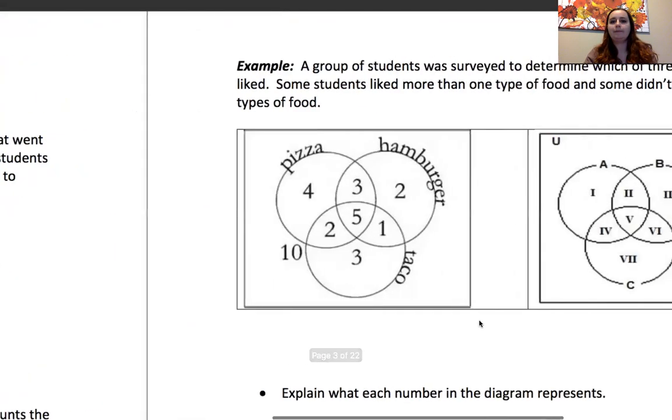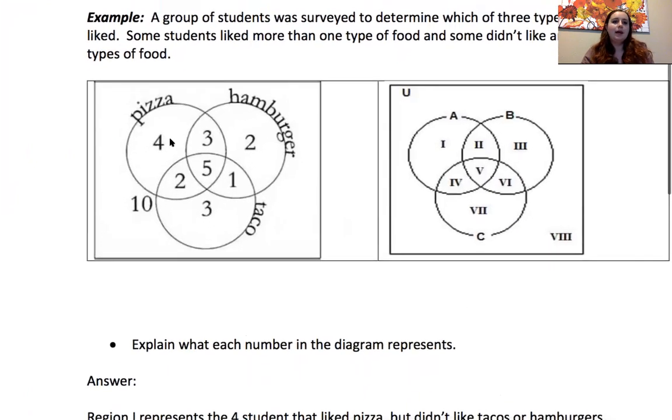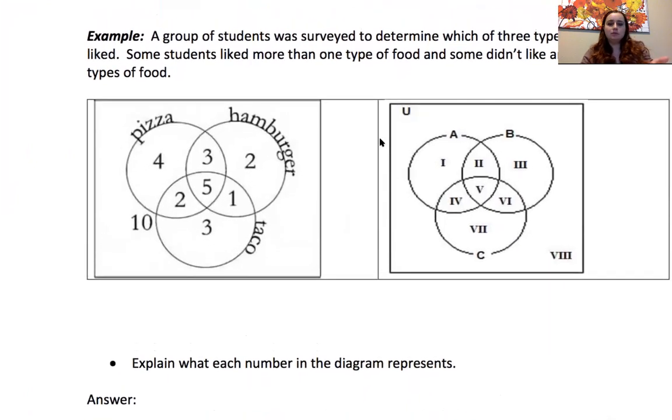All right, so here's one. We surveyed a group of students and asked what were some of the foods that they liked: pizza, hamburgers, or tacos. So we have that same picture here from above with our 8 regions, 1, 2, 3, 4, 5, 6, 7, 8. So we can figure that out.